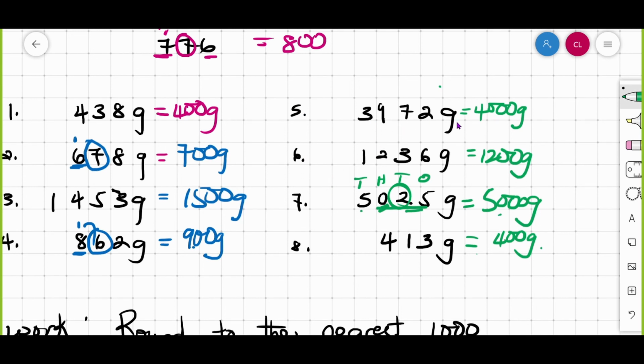3,972 grams rounded to the nearest 100 would be. Which one, sir? Number 5. 3,972 grams. We would call that 4,000 grams. Number 6. 1,236 grams will be equal to 1,200 grams. Very good. Let's go with number 7. 5,025 grams would be equal to 5,000 grams. Number 8. 413 grams will be equal to 400 grams.